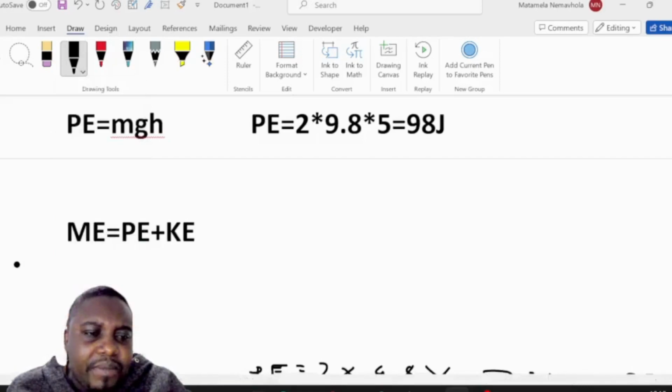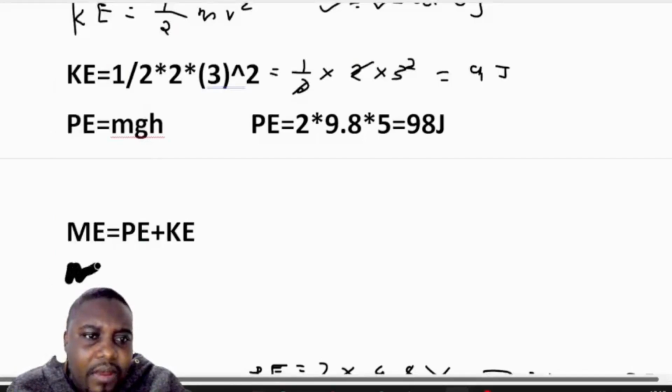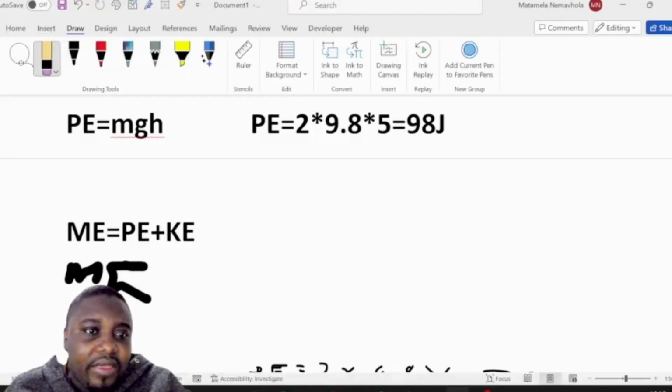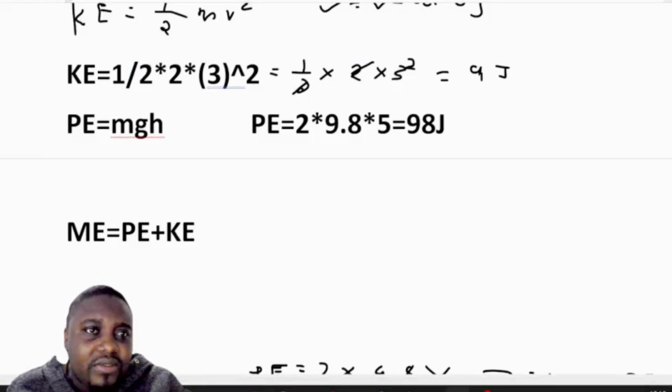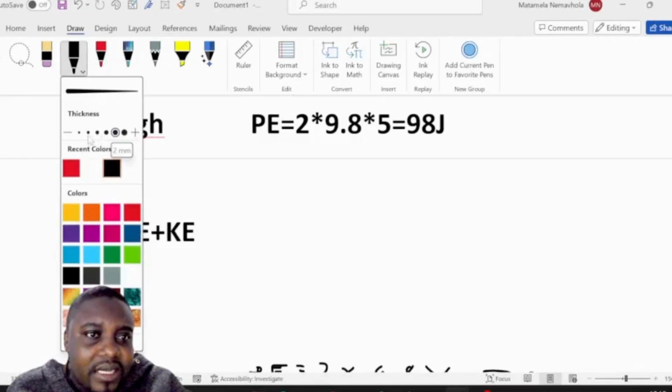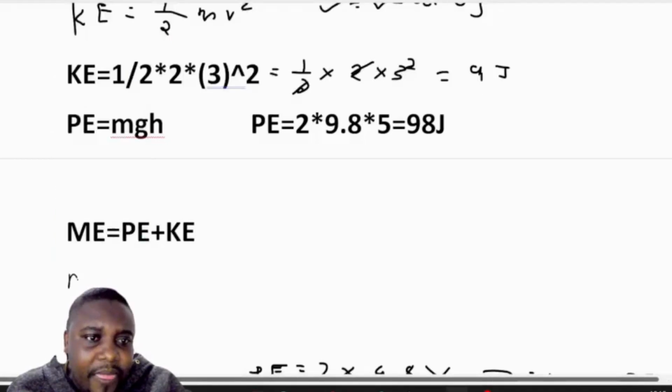Let me use the big one now. Okay, ME. Okay, this is too big, guys. Let me reduce it. I just wanted you guys to see it clearly, but it's bigger than I expected. So I'm going to go with the second one.